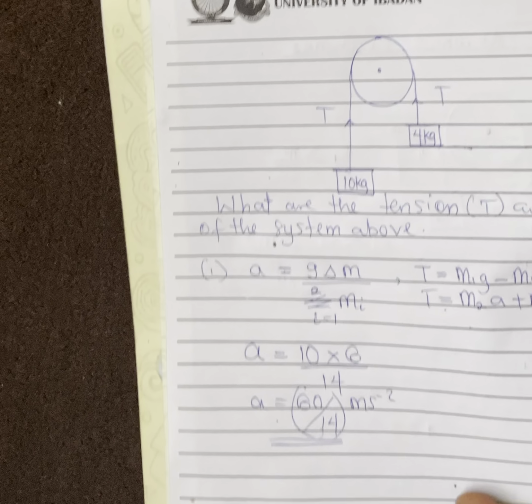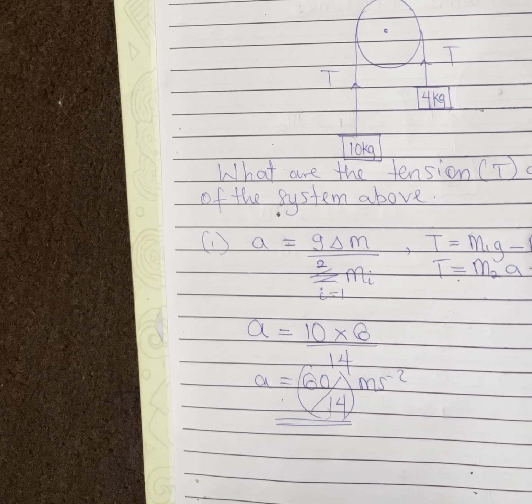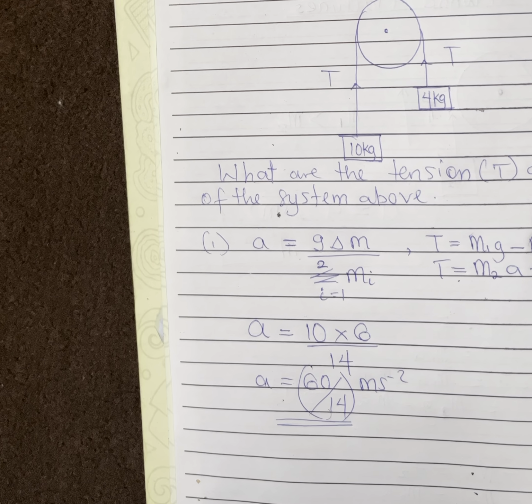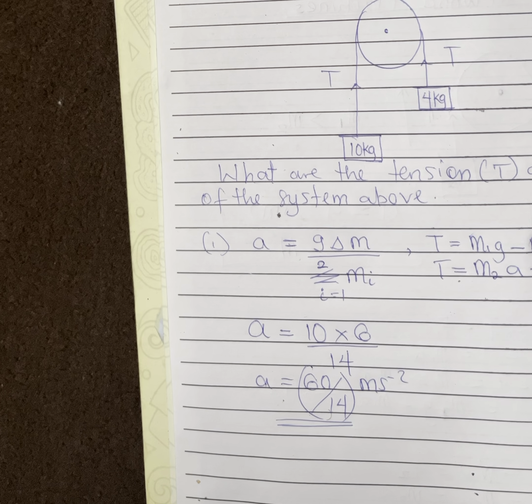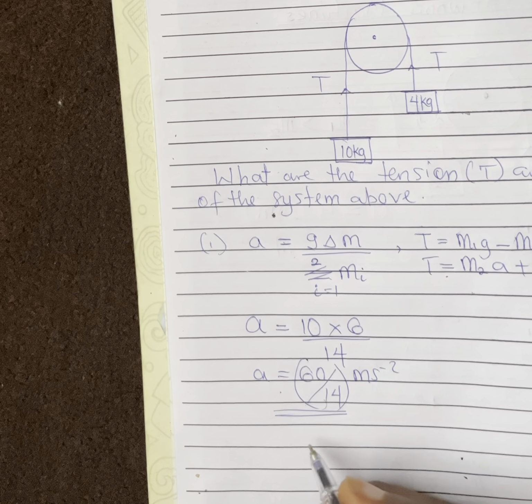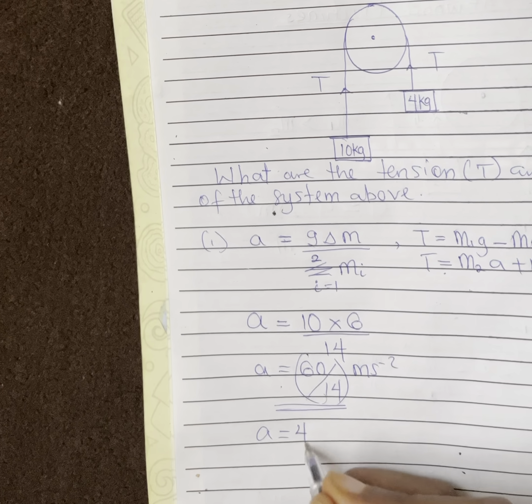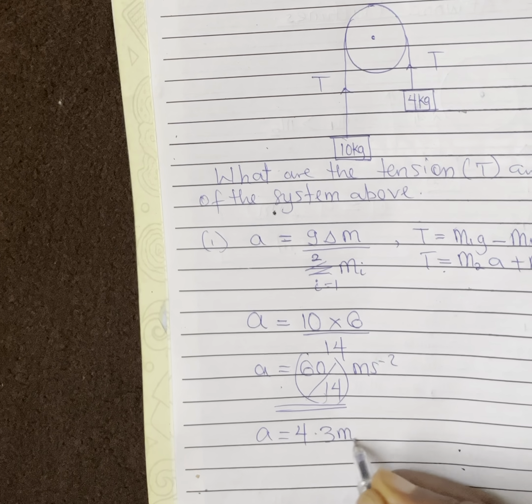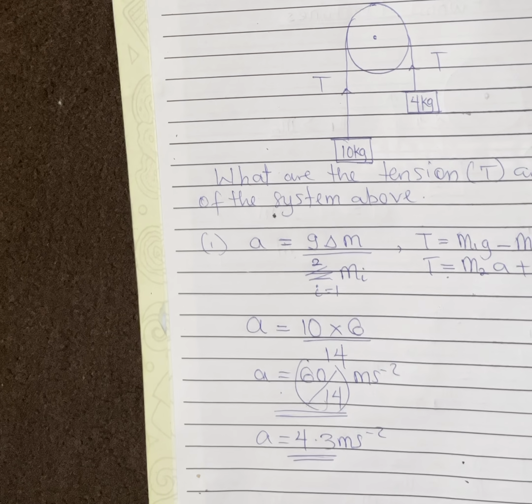And if you make use of the calculator, 60 divided by 14 will give us 4.3 to one decimal place. So a is equal to 4.3 meters per second squared to one decimal place.